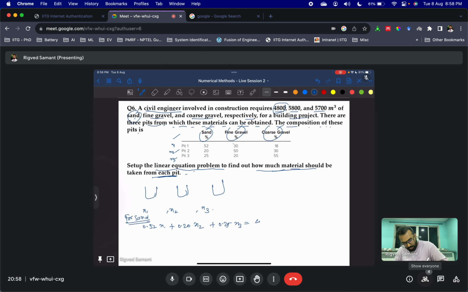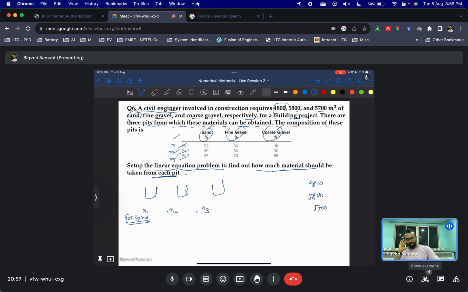Sir, I have a doubt about that. Why are you not considering column wise? Why are you considering row wise? So what is given here? Sand, fine gravel, coarse gravel. The construction requires this much amount of sand, this much fine gravel, this much coarse gravel. In total you will require 4,800, 5,800 and 5,700. Okay. There are 3 pits: pit 1, pit 2, pit 3, from where material can be obtained.